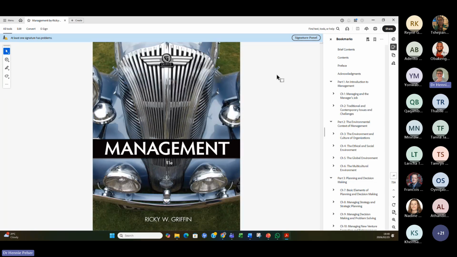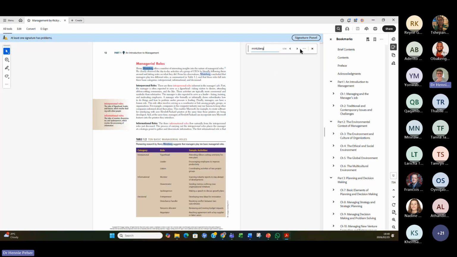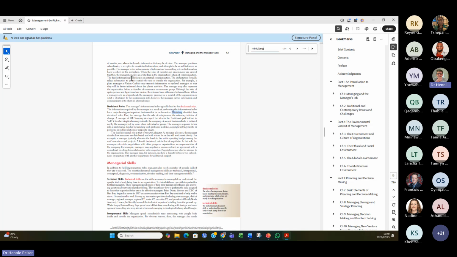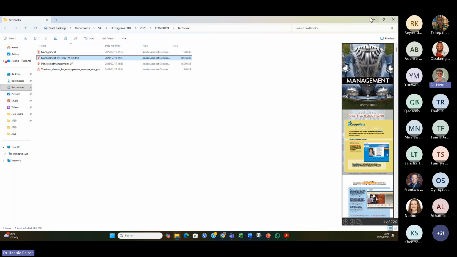Easiest way to do this is to go Control F, MINTZBERG, and let's go. There they are. Okay, so page 12 in the electronic version of the textbook I shared. Thank you so much, Kensani. Page 14. So if we very quickly look at those roles again, you can see there's a bit of a discussion on those, and you can have additional information.